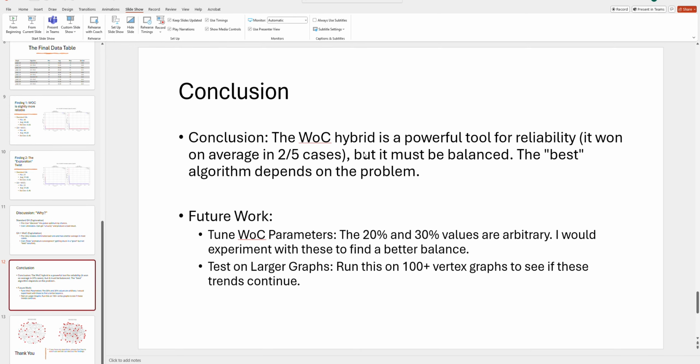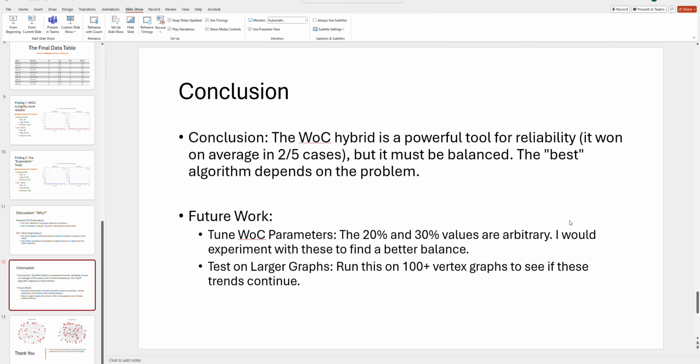So to conclude, I believe that this experiment was a complete success because the results weren't simple, they were realistic. It proved that the smarter algorithm was not the best-case scenario every time. It's a powerful tool for reliability, which makes it more valuable. We saw it win on average on graph 30 and graph 60. However, it must be balanced. As we saw on graph 50, it can be outperformed by the standard genetic algorithm's pure lucky chance.